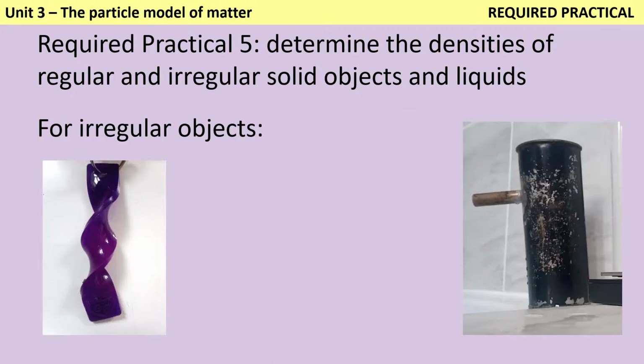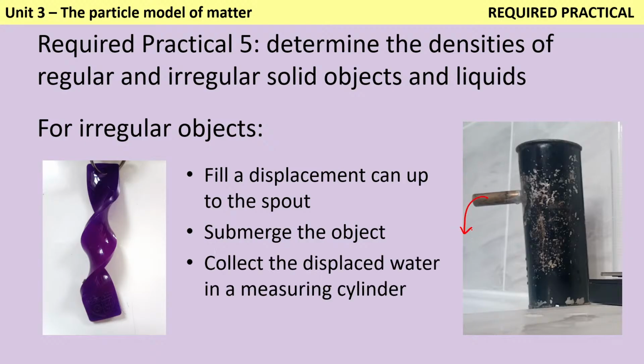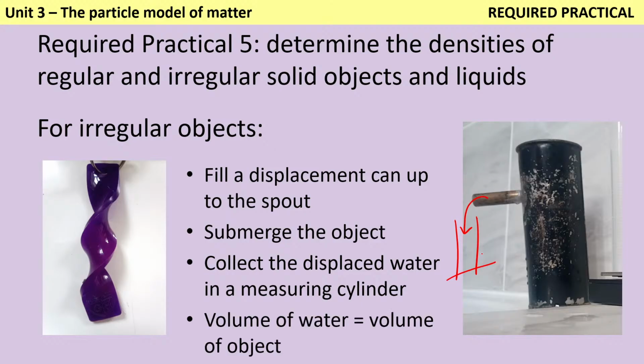To work out the volume of an irregular object, you need a piece of equipment called a displacement can or a eureka can. You fill this can up completely with water until the water is coming out of the spout. Then you put your object into the can and completely submerge it. As you do that, more water will come out of the spout, and the volume of that water will be equal to the volume of the object. So you collect that displaced water in a measuring cylinder, and then again you can measure the volume by reading it from the measuring cylinder.